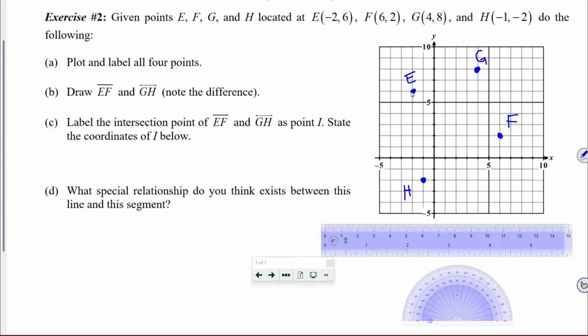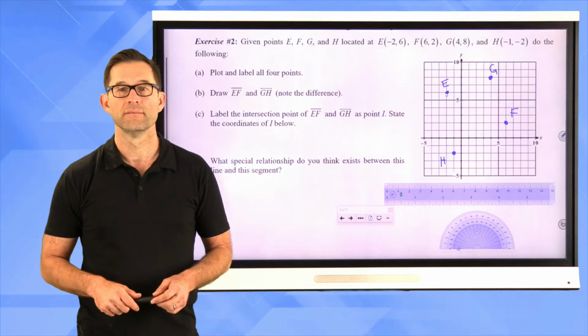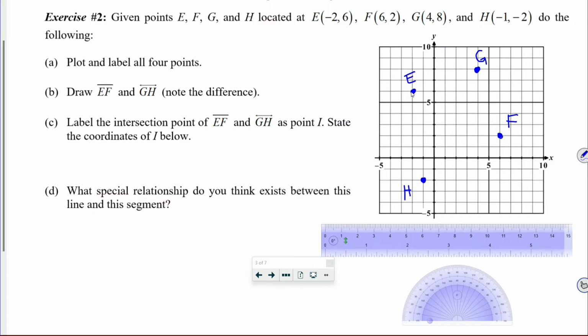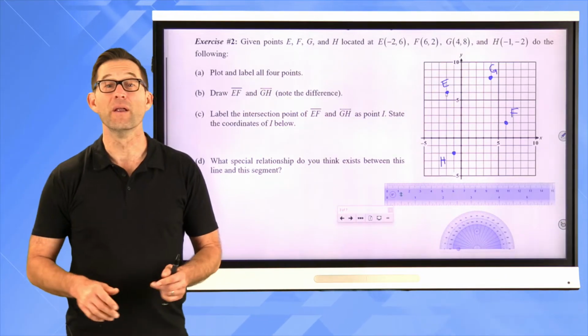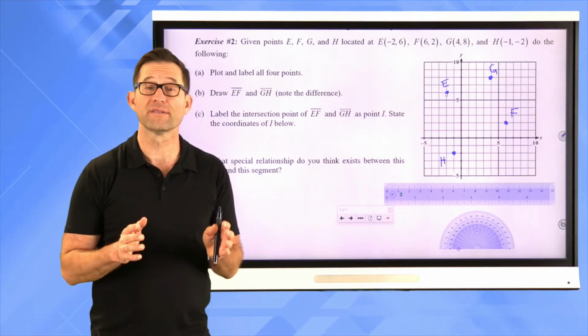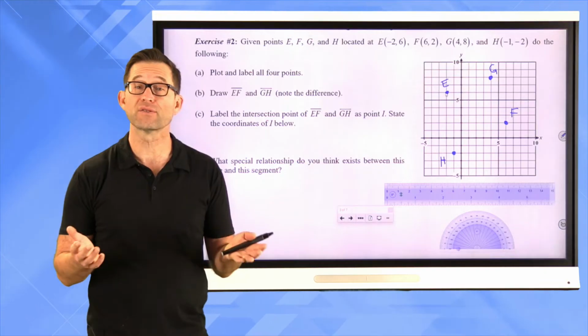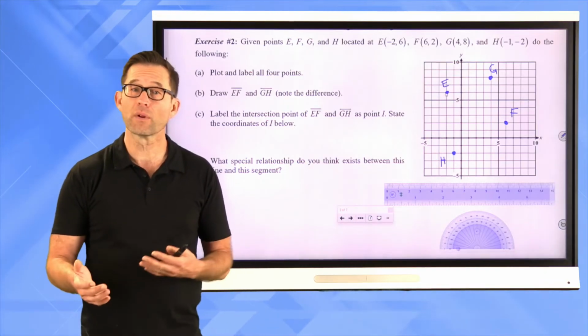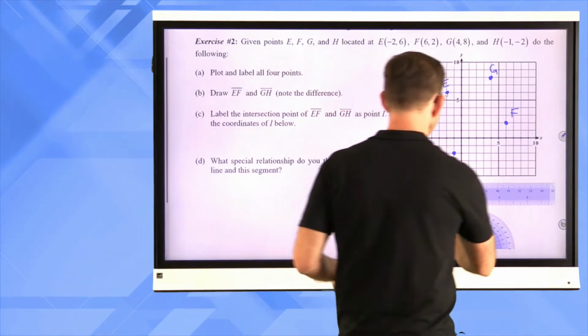Letter B. Draw segment EH and line GH. Note the difference. Go ahead and do that. All right, let's do it. So in one case, I'm asking you to draw a segment. In the other case, I'm asking you to draw a line. And of course, they're related to each other, but they're not exactly the same thing.